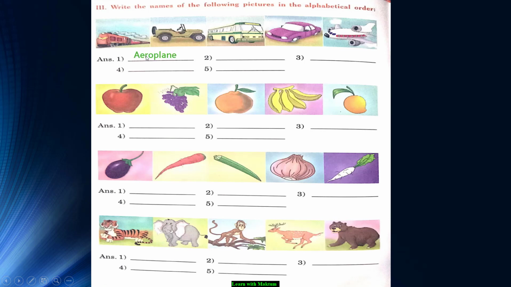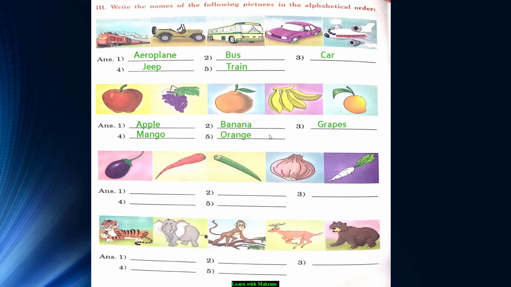First one you are going to write: aeroplane. Second one is bus. Third one, car. Fourth one, jeep. Fifth one, train. I hope I'm clear, kids. You are going to write the names of the pictures in alphabetical order. Next one, here apple comes first, then banana, then grapes, mango, and orange. A, B, G, M, O.